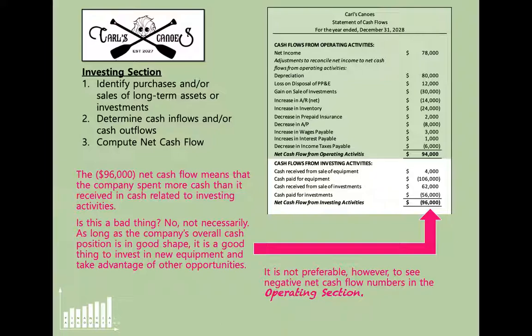It's not preferable, however, to see negative net cash flow numbers in the operating section up above, because that means that in our operations we spend more money than we bring in. And in most cases, that doesn't speak well to the expectations for the future of the company. So, we had a positive net cash flow from operating activities of $94,000 and a negative net cash flow from investing activities of $96,000.